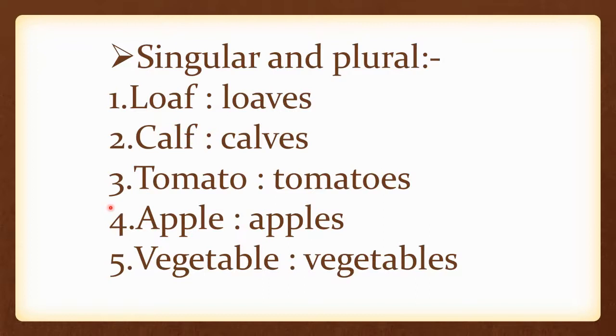Tomato. When there is one, we say it as tomato. And when there are many, we say it as tomatoes. Next is apple. When there is one, we say it as apple. And when there are many, that is more than one, we say it as apples. Next is vegetable. When there is one vegetable, we say it as vegetable. But when there are many vegetables, we say it as vegetables.